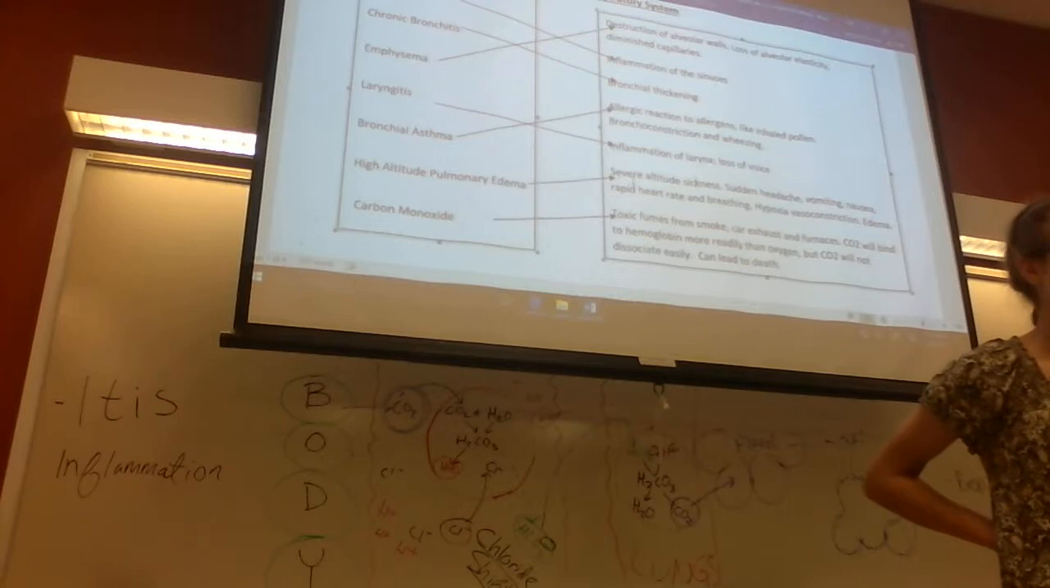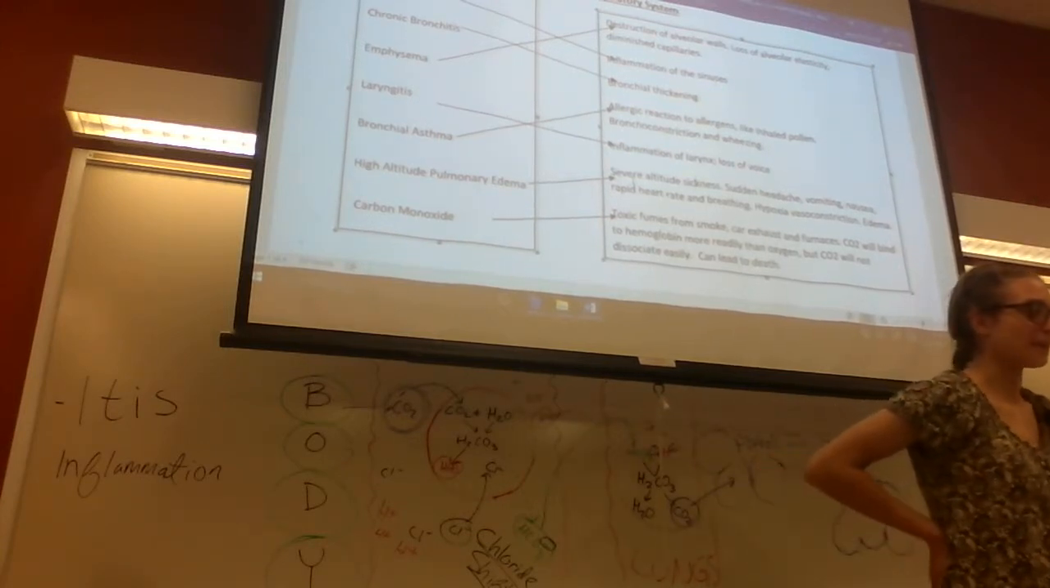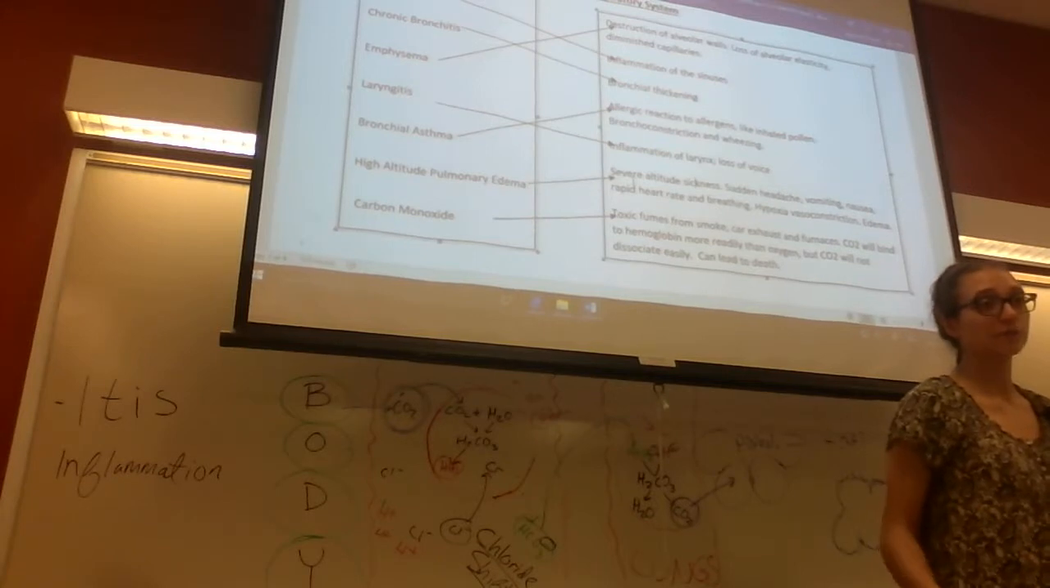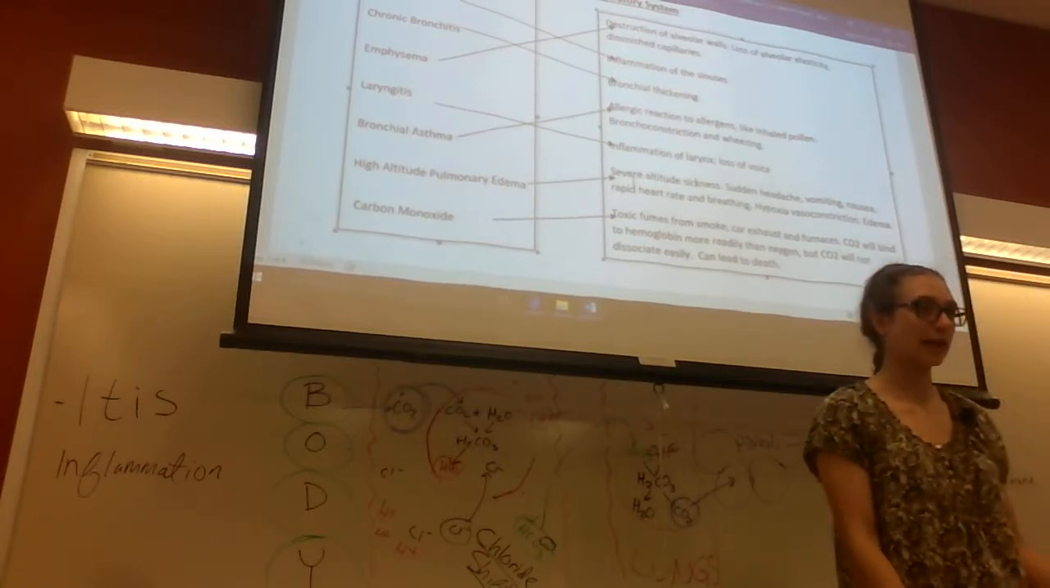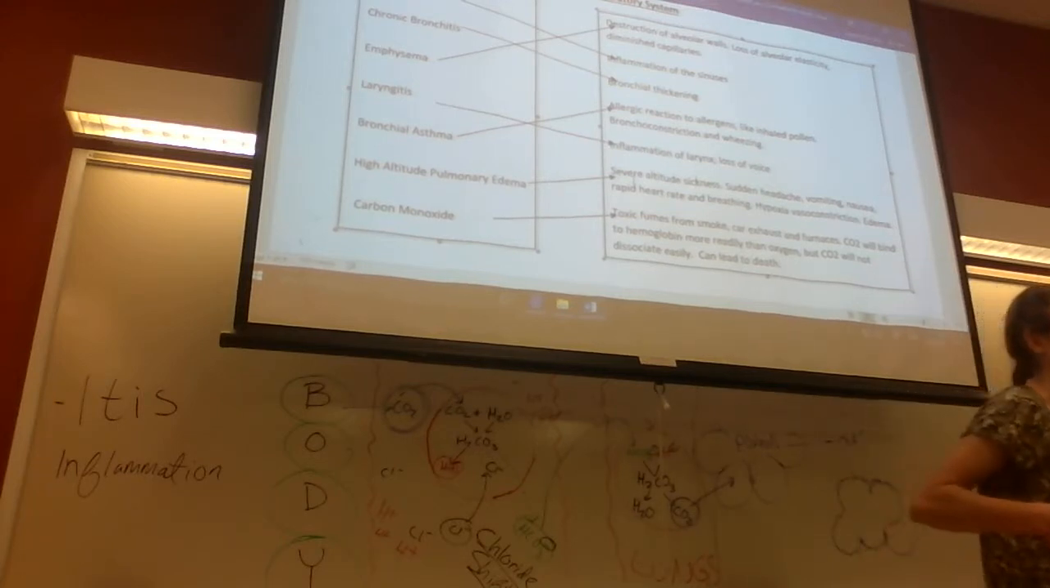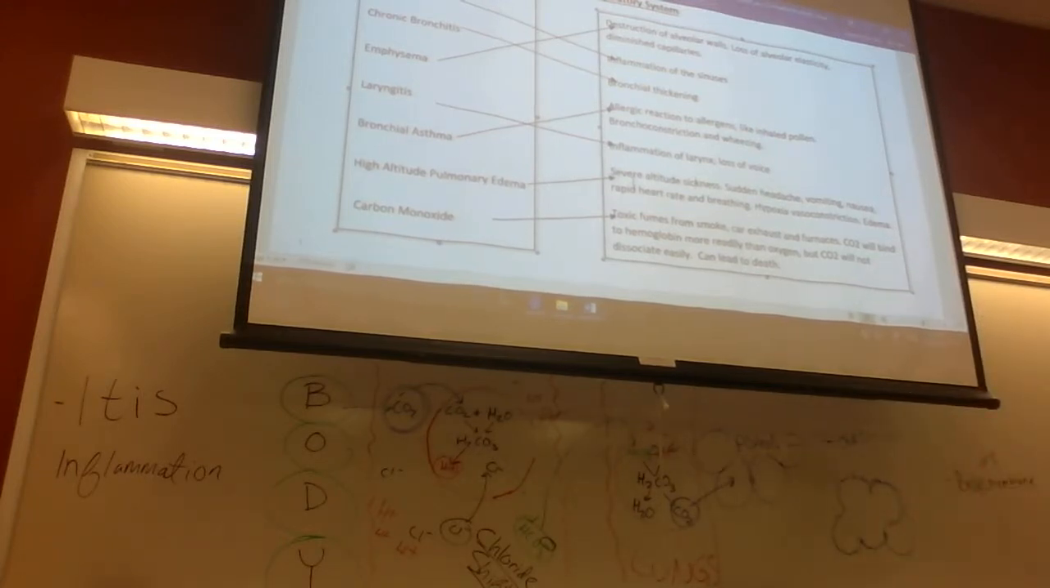So edema, have you ever had a child? Pregnant people get edema in their ankles. It's just fluid buildup. So that's pulmonary edema, fluid buildup in your lungs, so to speak. So this is severe altitude sickness, and some symptoms of it are headache, vomiting, nausea, rapid heart rate and breathing, because your lungs are filling with fluid, like you said.